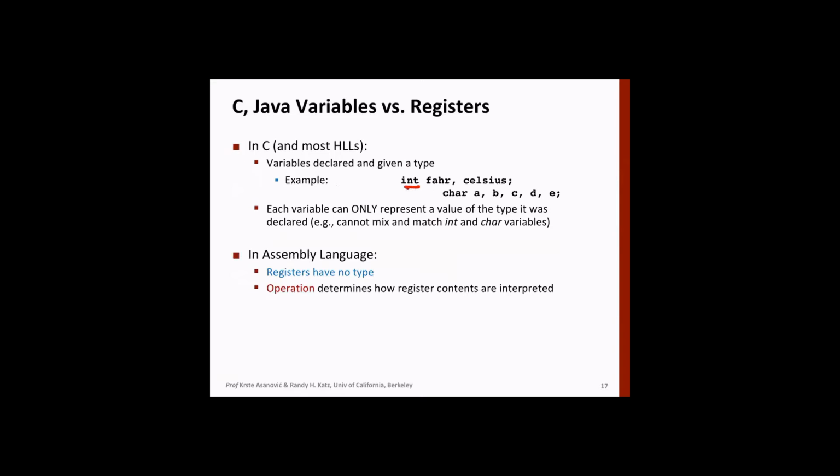There are two variables here, FAHR and Celsius. And similarly, characters you can define A, B, C, D, E. Okay, so each variable can only represent a value of a certain type. It has been declared, right? For example, you cannot say C is equal to FAHR plus B. You cannot do that because FAHR is declared as int type, while B is char type. So normally in programming we don't do that.